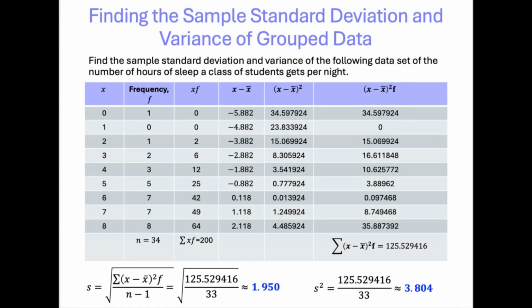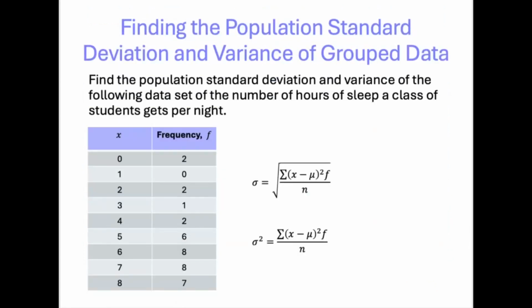Now, let's look at the population one. So the population, the only difference is, first of all, we have sigma here, mu for the population mean, which in this case there aren't many data points, so it's going to be the same as the sample mean. And then we're dividing by n instead of n minus 1. That's the only difference. So let's just look at the work for that.